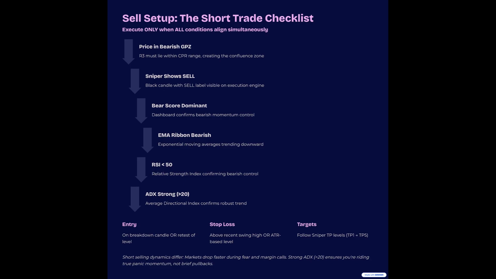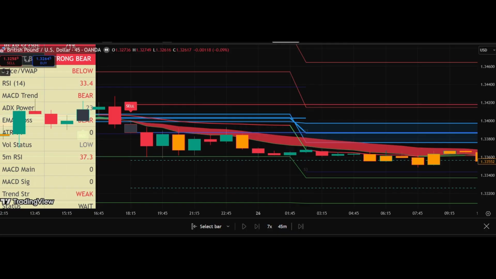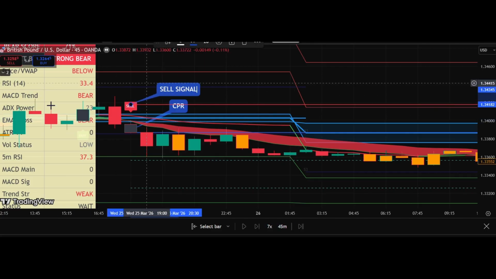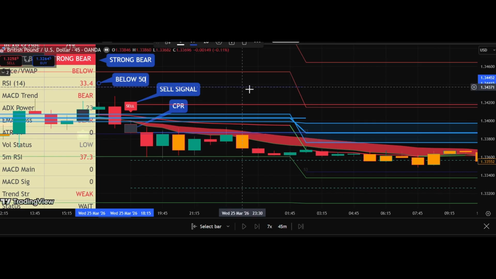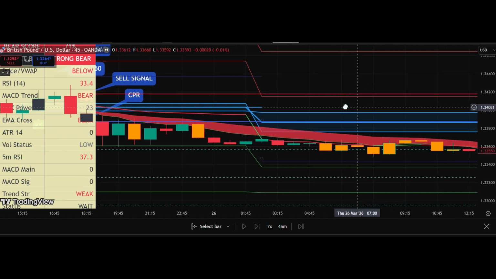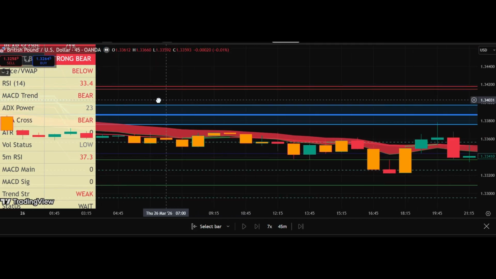Now let's talk about the short setup. Short trades move faster and often more aggressively. But the rules are just as strict. Price must be inside the bearish golden pivot zone. The system must give a sell signal. Bearish strength must dominate. RSI should be below 50, and ADX must confirm a strong trend. If ADX is weak, you don't take the trade. Your entry is on the breakdown or the retest. Stop loss goes above the recent swing, and targets follow the system levels. No guessing, no improvising, just execution.